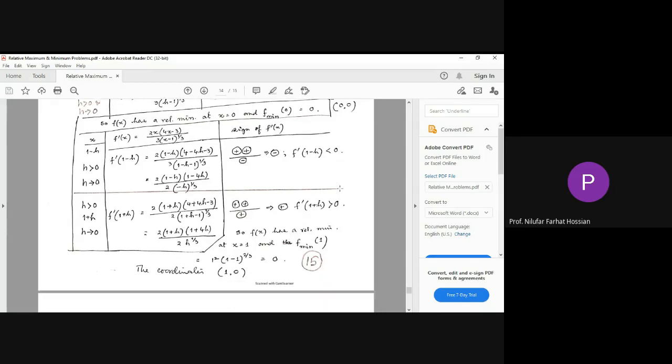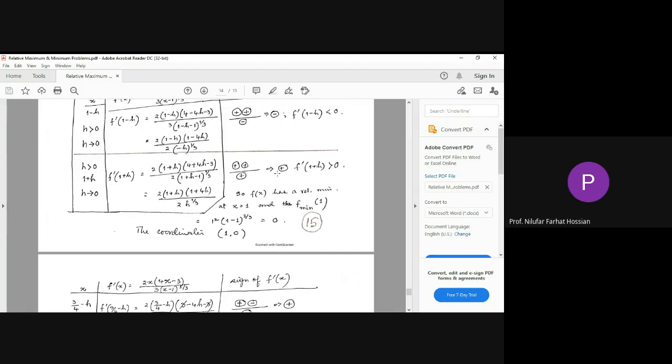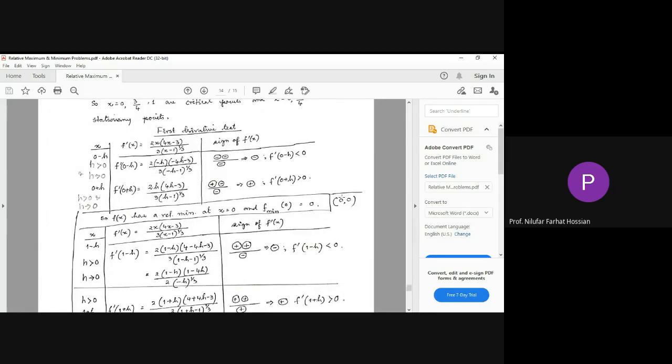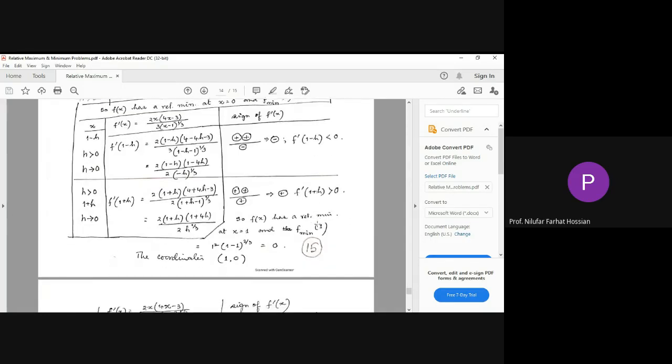So this is negative. And now you take x equal to 1 plus h. This is positive. 1 plus 4h, this is also positive, and the lower part is also positive. So the whole thing is positive. So again, you are getting a change in sign from negative to positive. So there is a relative minimum. The previous one also is a relative minimum. So we have two relative minimums here at x equal to 0 and x equal to 1.